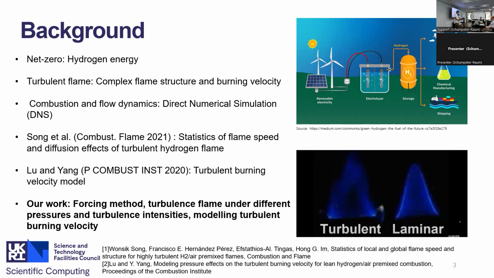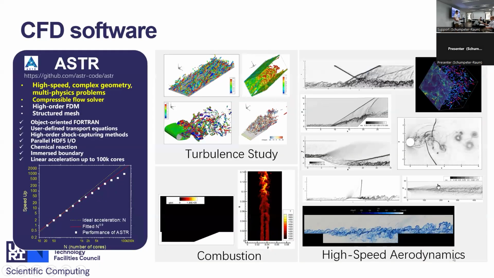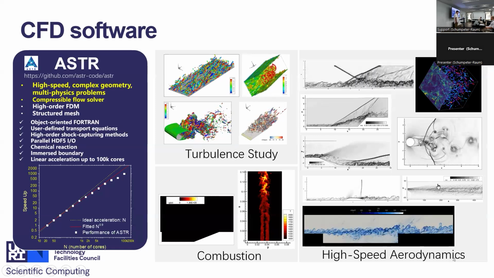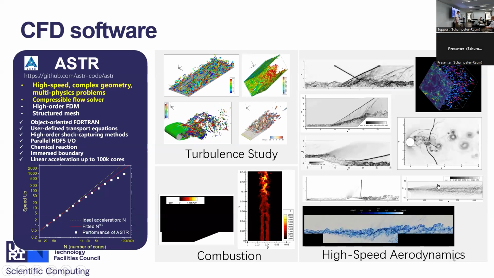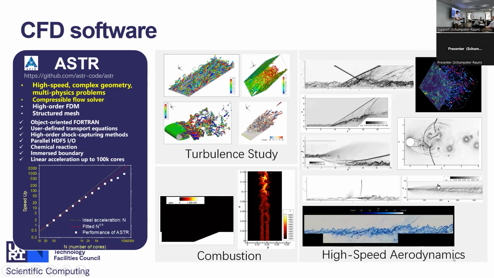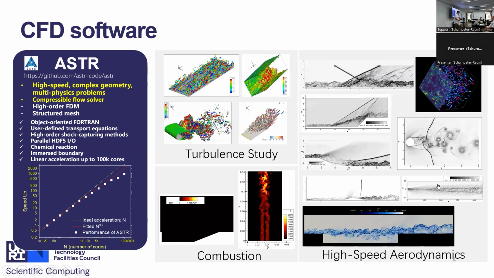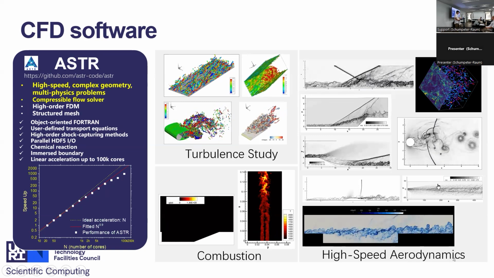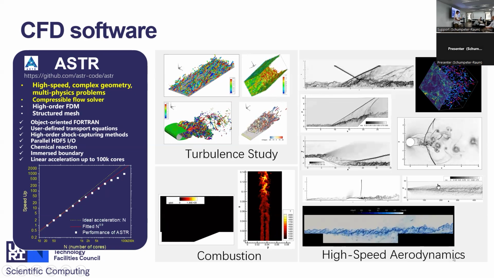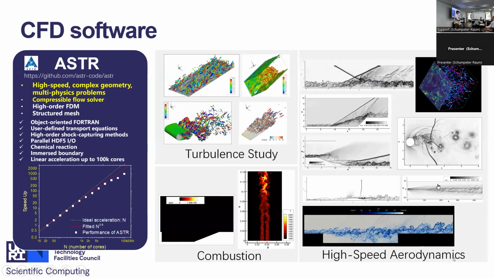For this purpose, we study the interaction between turbulence and hydrogen flames using direct numerical simulation. The software we use is called Asta Code. You might have seen one application in this morning's talk. It is a highly compressible numerical solver for multi-physics problems, using a high order finite difference method on a structured mesh.